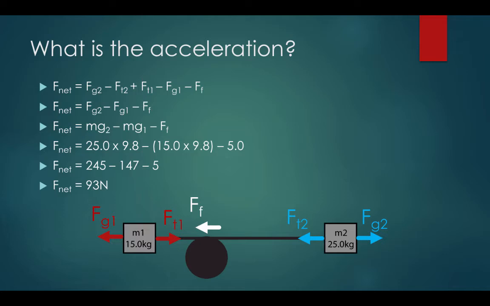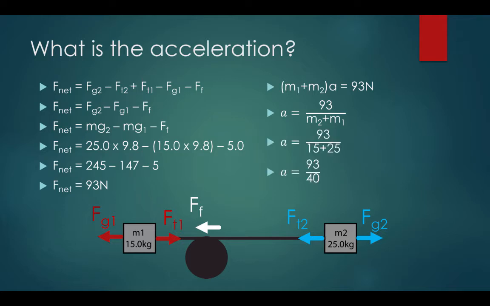The formula for F net is ma, where m is the mass of the system, so we get m1 plus m2 times a equals 93. A equals 93 divided by mass 1 plus mass 2. A is 93 divided by 15 plus 25. A is 93 divided by 40. A is 2.325 meters per second squared.